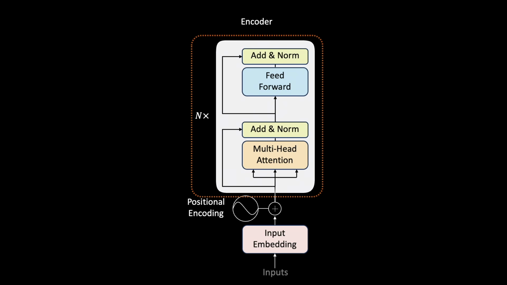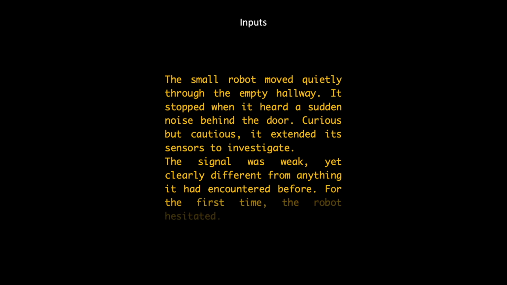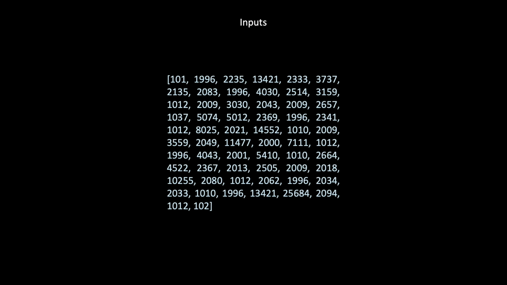First, we need to define our inputs. We'll assume we're working with text data, as it's the most intuitive way to understand how the model operates. Our first task is to organize that text through text segmentation or subword tokenization. This is the process where we break the raw text into smaller pieces, called tokens. As you can see, we've added a special EOS token, which stands for end of sentence. Every token is then assigned a unique identifying number through a vocabulary mapping.